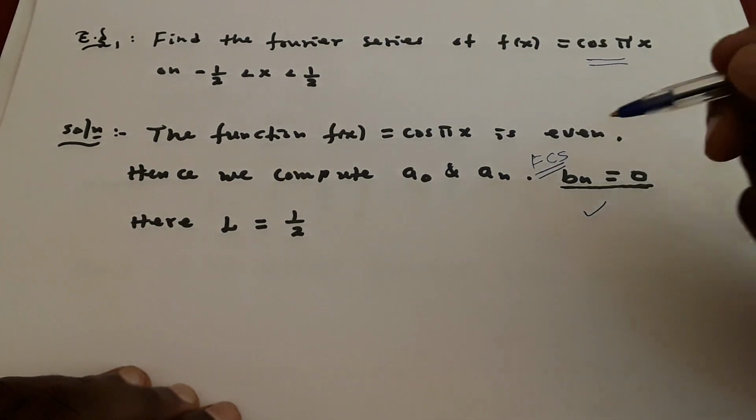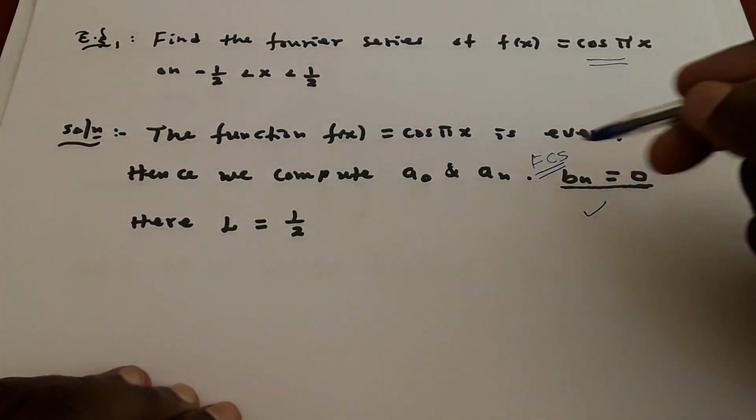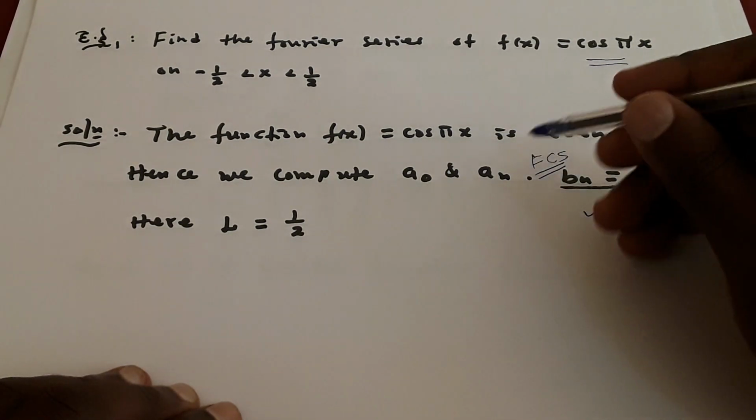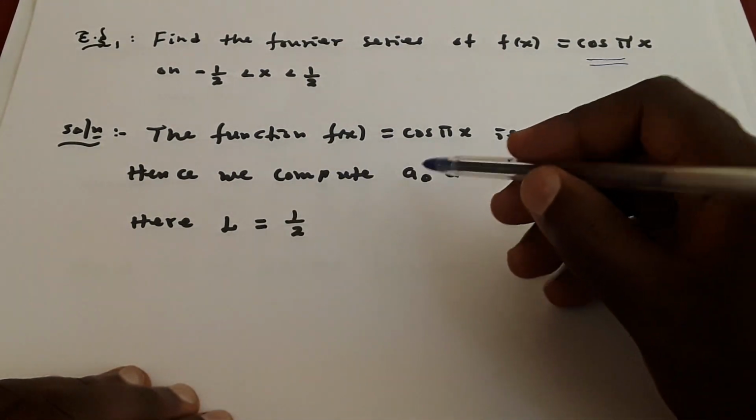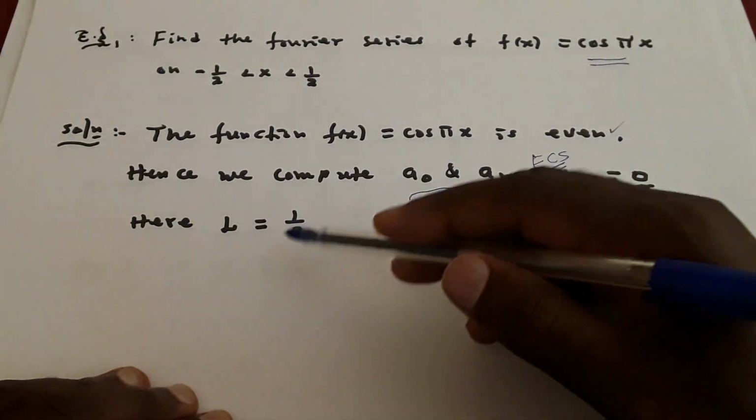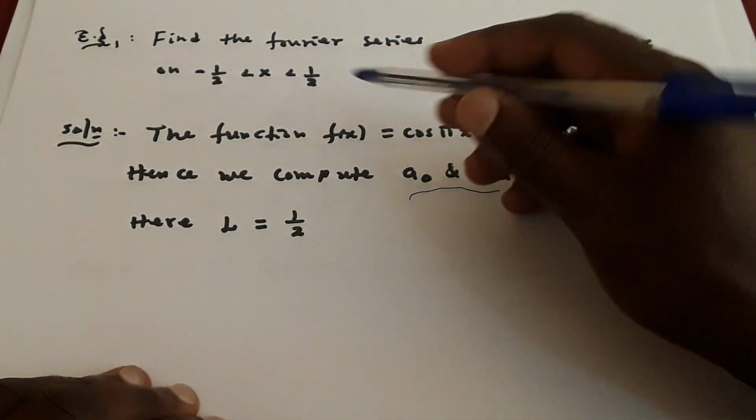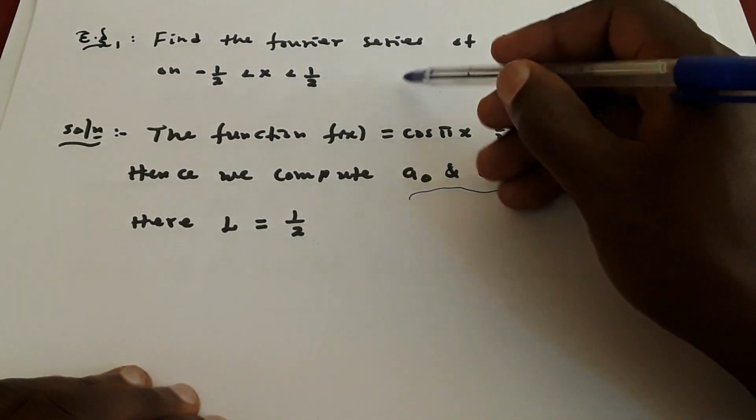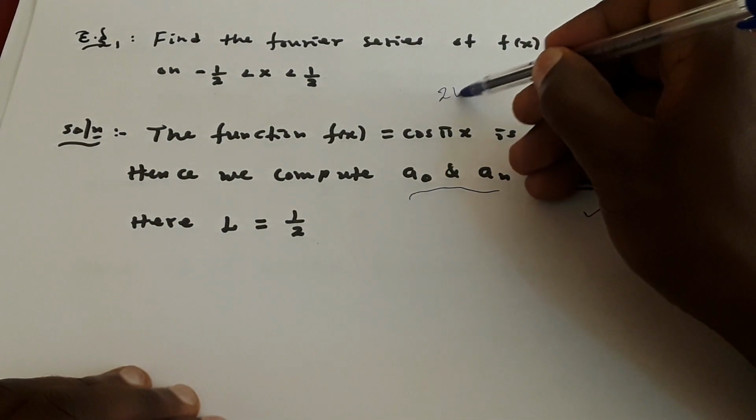No need to compute Bn. It would just waste your time if you apply the direct formula for Bn, since ultimately you gain 0. So you simply set Bn equal to 0 after you identify that the function is even. We are looking only to compute a0 and an. Here L is half of the symmetric interval. The function is defined on minus half to half, so the length of the interval is 1. So 2L is 1 unit.